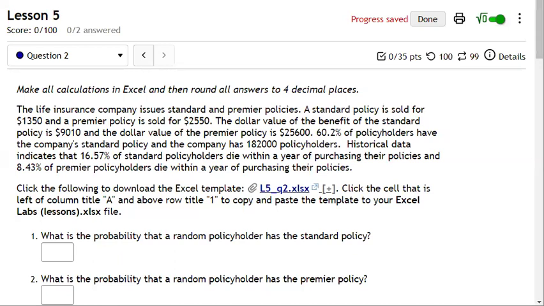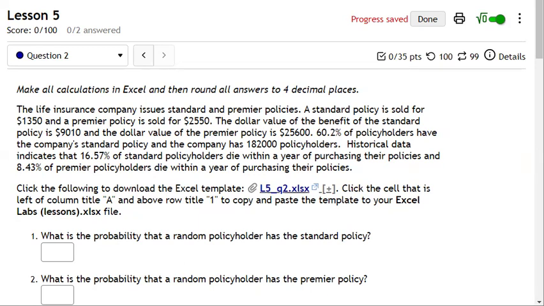A standard policy is sold for $13.50. Your number will vary from mine. And a premier policy is sold for $25.50. The dollar value of the benefit of the standard policy is $9,010, and the dollar value of the premier policy is $25,600. 60.2% of policyholders have the company's standard policy, and the company has 182,000 policyholders.